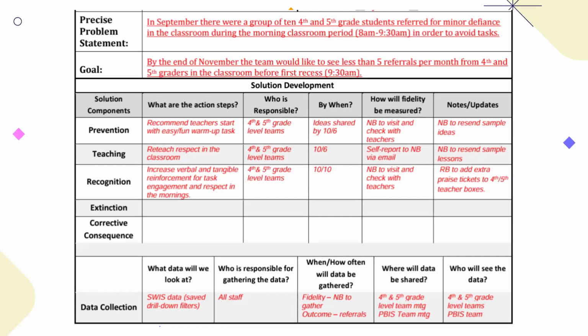We want to keep data as confidential as possible and make sure that we're only sharing it with the staff members who need to have access to that data.